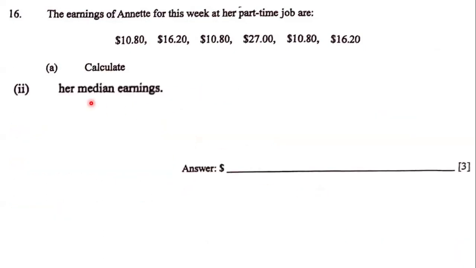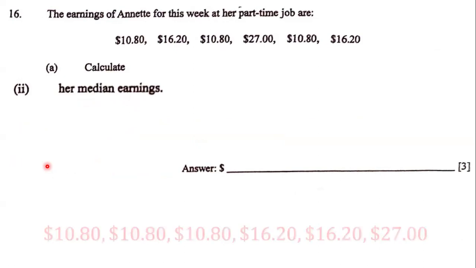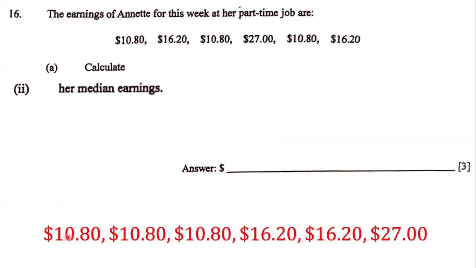Next, we want to calculate her median earnings. In order for us to find her median earnings, what we're going to do is list these numbers in ascending order. So 10.80, 10.80, 10.80, then 16.20, 16.20, and 27. So we list them from least to greatest.